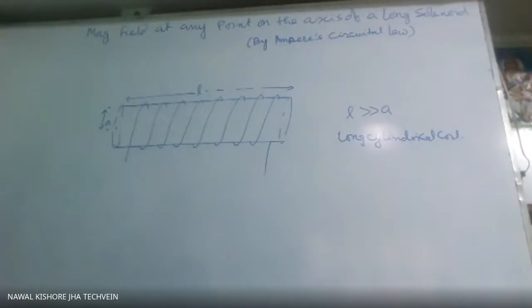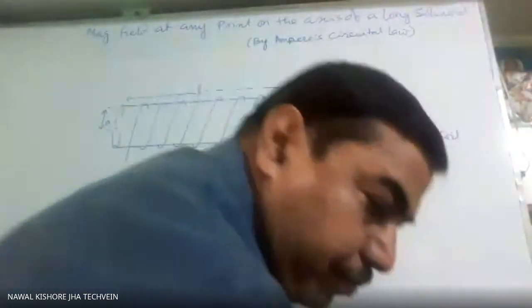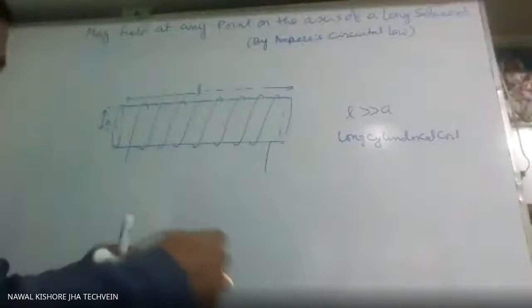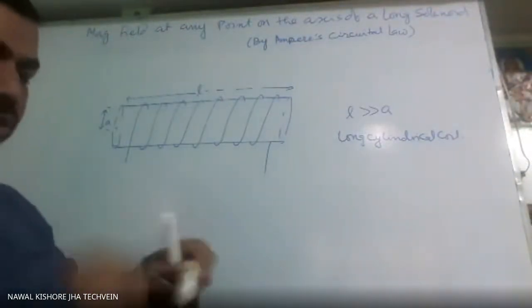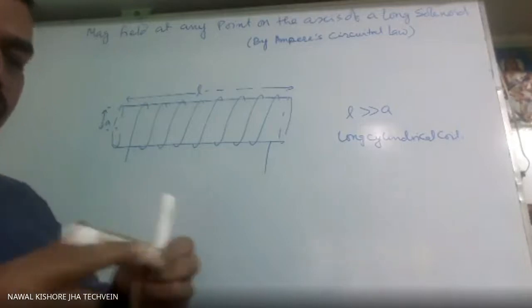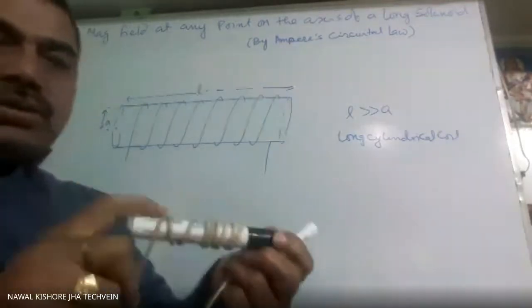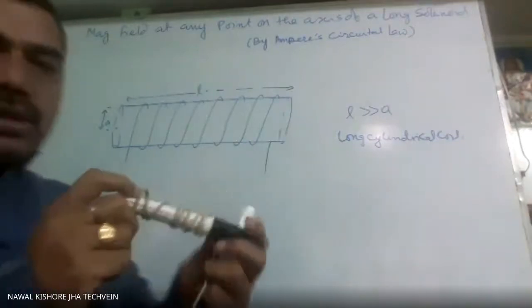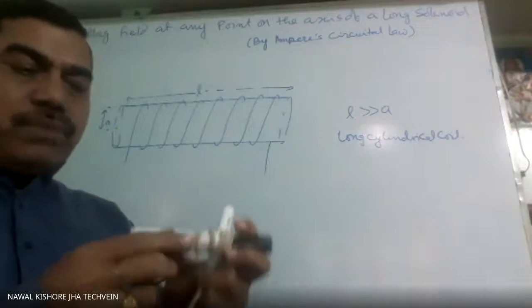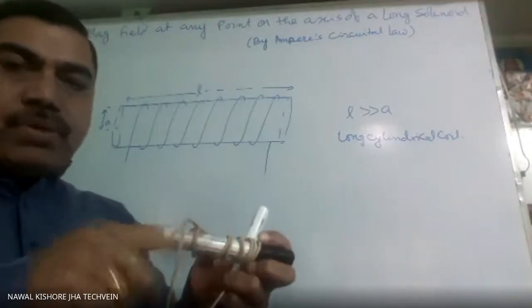Each loop of this wire is forming so many loops, and each loop produces its own magnetic field, as we have seen in the case of a circular coil. Suppose we are winding the wire very close like this. It may also be wound from the other side, no problem. From above it is coming, but from below it is going.